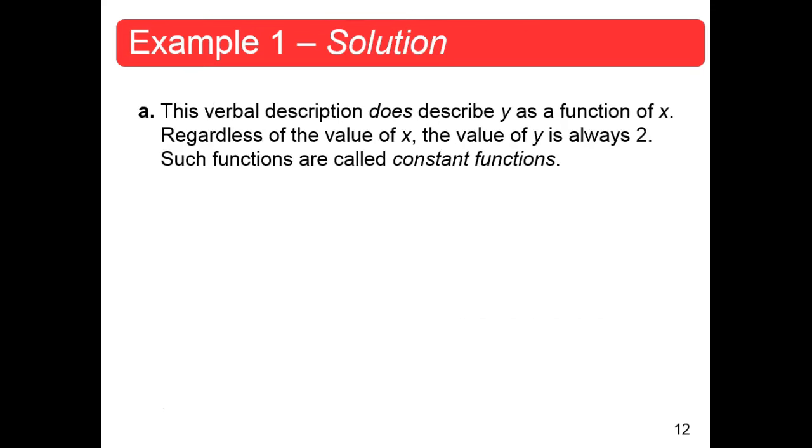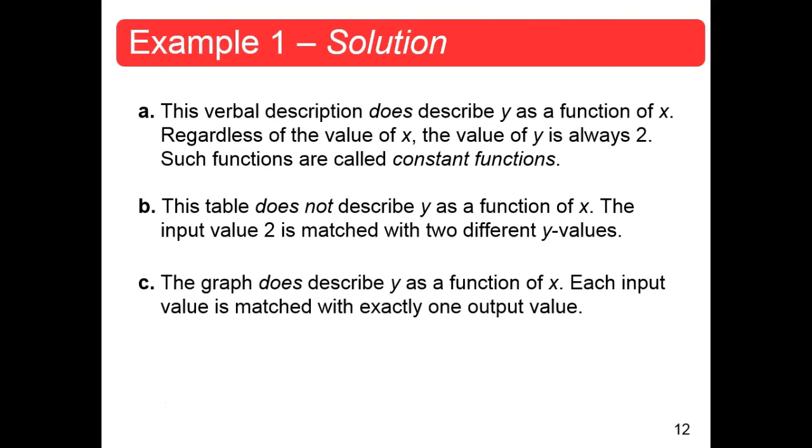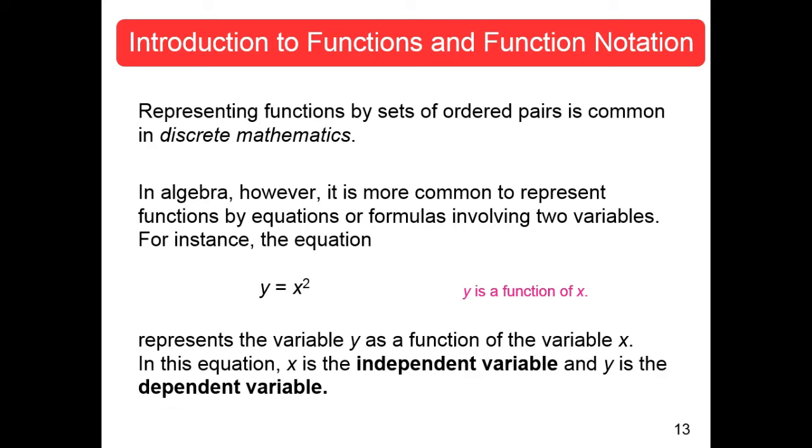So we got the table. And the third one, the graph does describe y as a function of x because for every input value, there's only one output value. And there were only 5 inputs, really only 3 outputs. That's fine. You can use the same output twice. You can't use the same input twice to get different outputs. Now, representing functions by sets of ordered pairs is common in discrete mathematics. I forgot this book actually used that term.